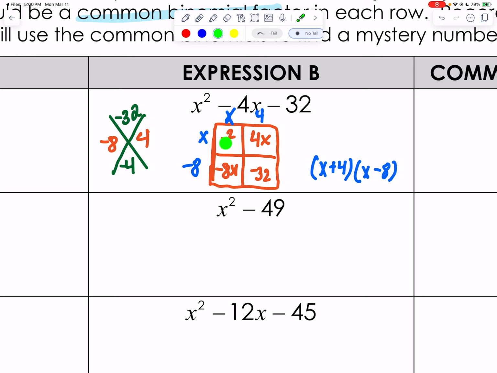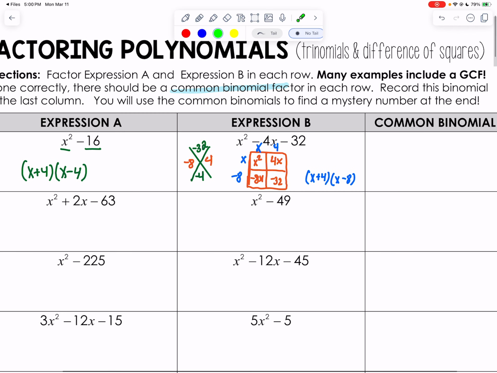So x times x is x squared. Negative 8 times x is negative 8x. Negative 8 times 4 is negative 32. 4 times x is 4x. That's very good. We have this right here. And my common binomial is going to be x plus 4 because this right here and this right here are both the same.